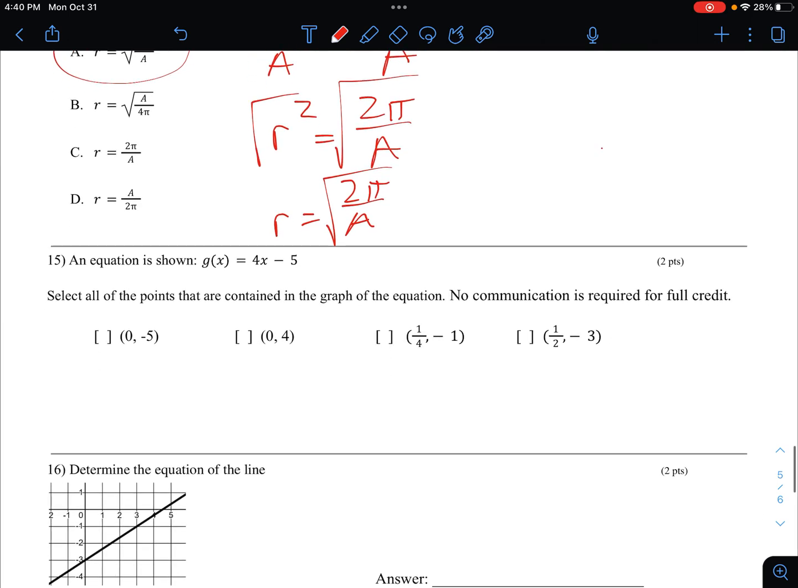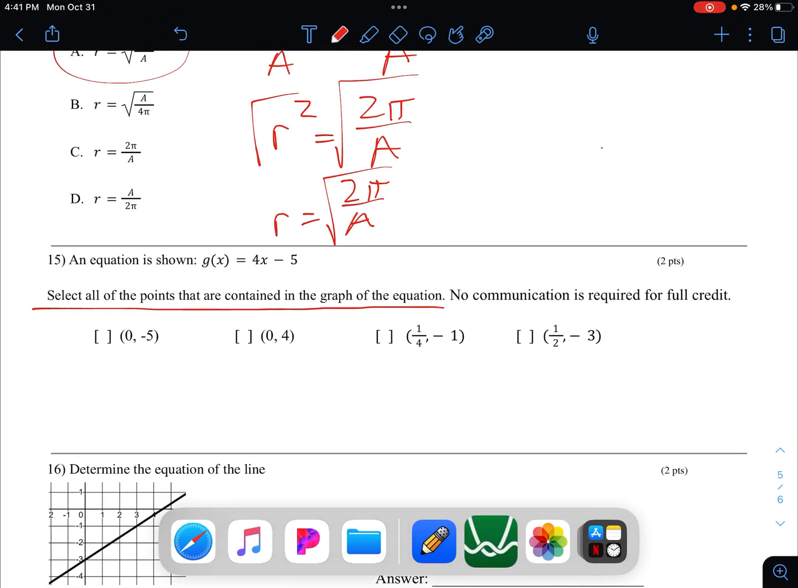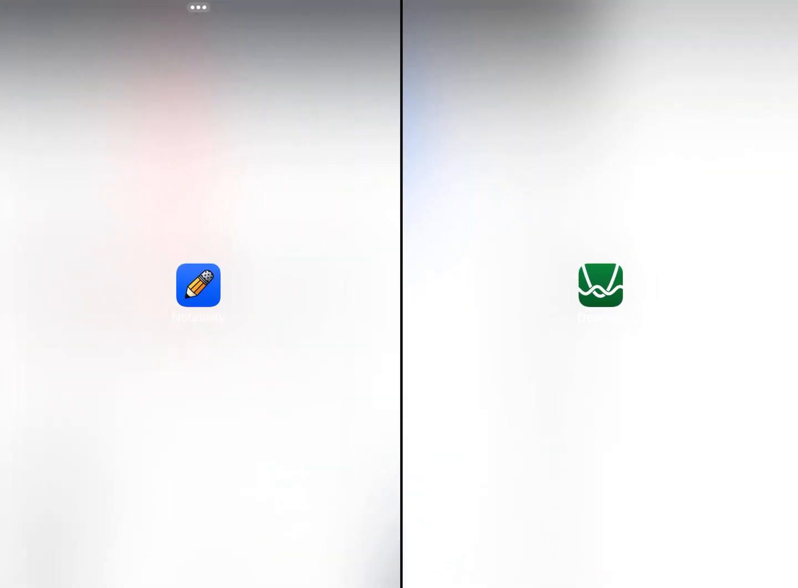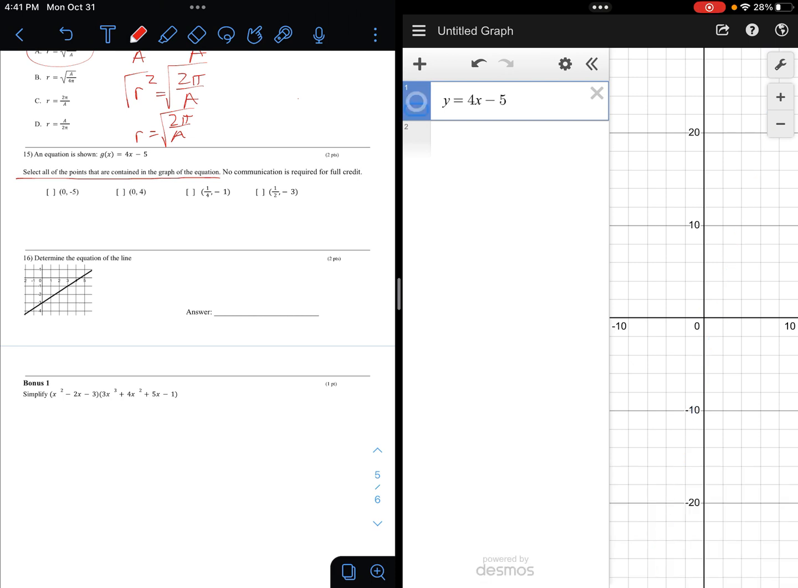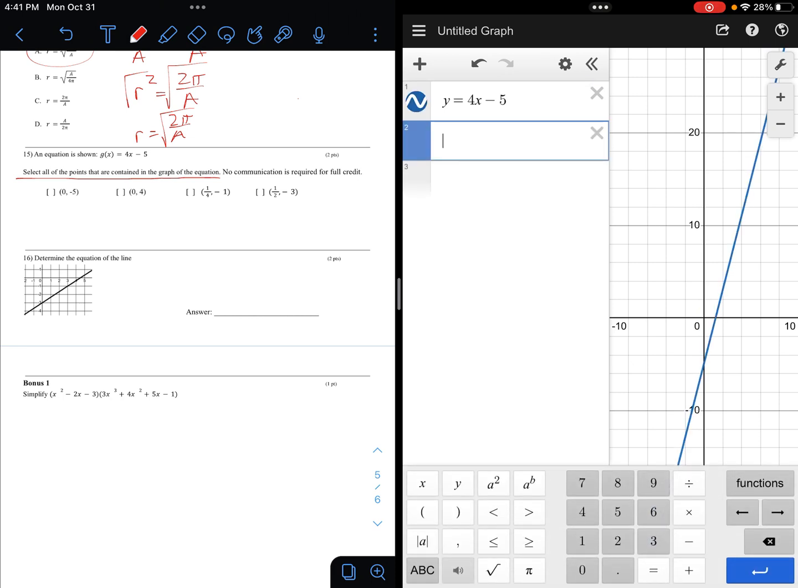All right, now it says an equation is shown, g of x equals 4x minus 5. It says show all the options, all the points that are contained on the graph of the equation. So let me get Desmos pulled up here again. Okay. So for this one, all I'm going to do is start by typing in my equation, y equals 4x minus 5.